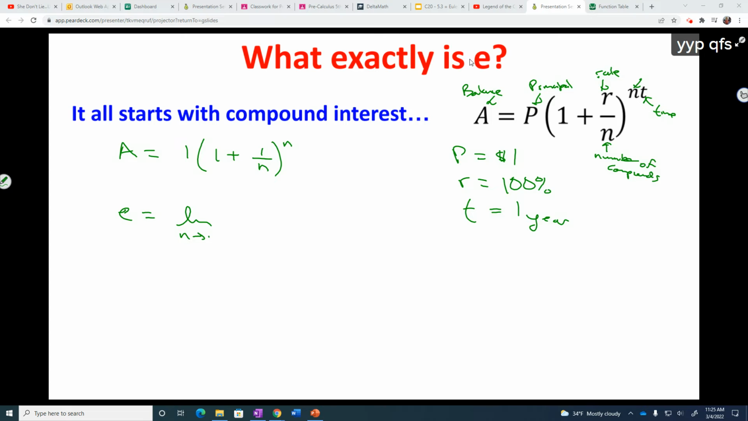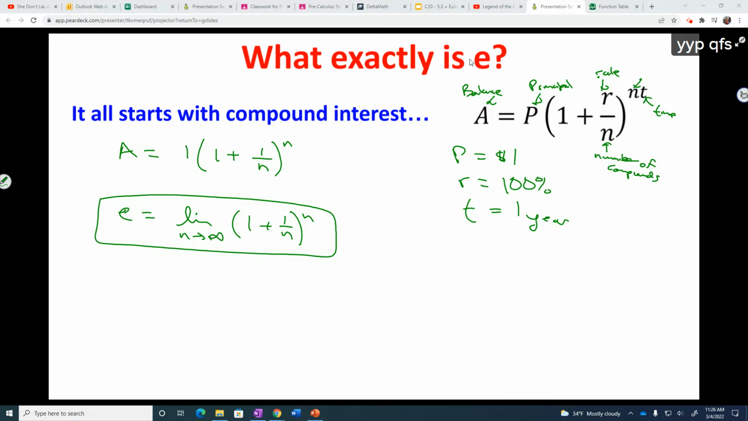As we said, the limit as n goes to infinity. This is sort of calculus lingo here. 1 plus 1 over n to the n. This is like the math definition of what e is. You don't need to know that. I'm just kind of showing it to you where it comes from.